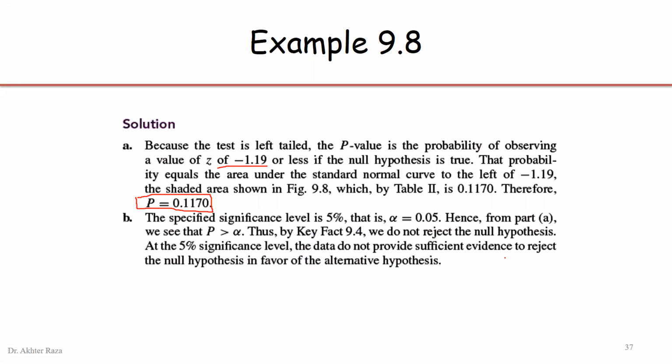Now for a decision, we have both the p-value and the alpha. The alpha is 0.05, the p-value is 0.11, so the p-value is greater than alpha. At 5% level of significance, the data do not provide sufficient evidence to reject the null hypothesis. So our decision will not be in favor of the alternate hypothesis. Our decision will be what? Accept H naught. Our decision will be that the data provides sufficient evidence in favor of H naught, not in favor of H1.